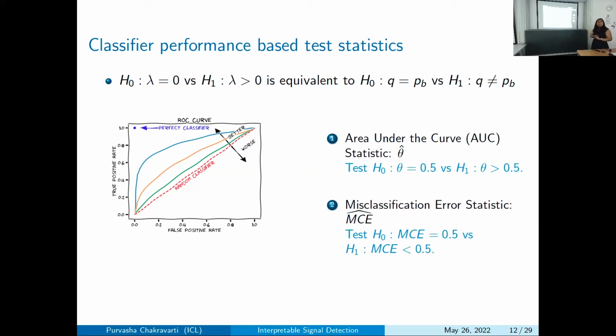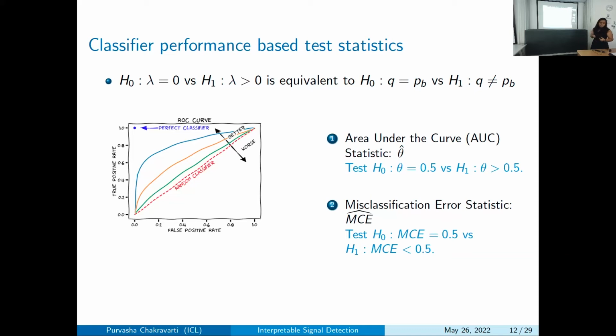So one is the area under the curve. If it is a random classifier, from the left plot, you can see that the area under the curve should be 0.5, right? And if it is greater than 0.5, it means it's a good classifier, so there should be some difference between the samples. And similarly, you could also use the misclassification error, where under the null, if they are the same distribution and it is a random classifier, the error should be 0.5. And otherwise, if it is a good classifier, the error should be small, right?